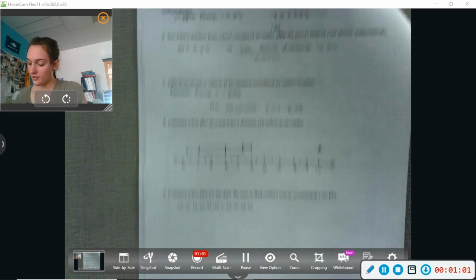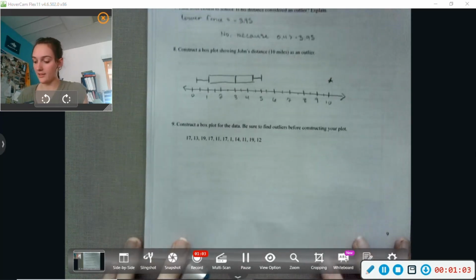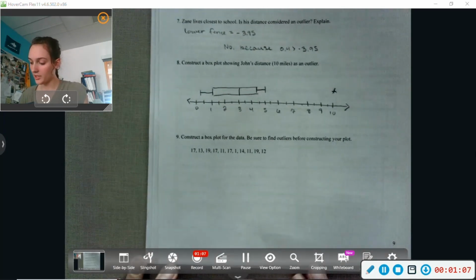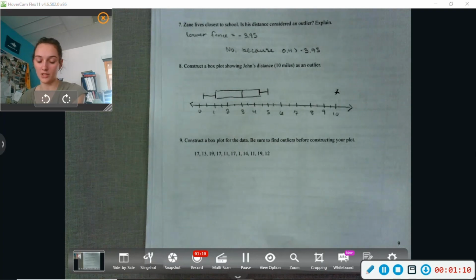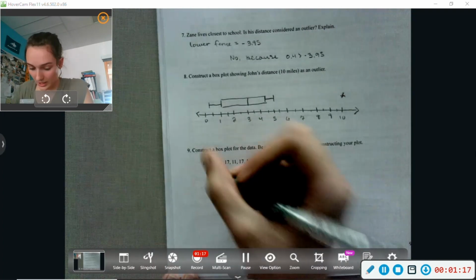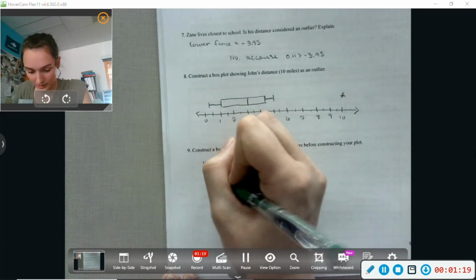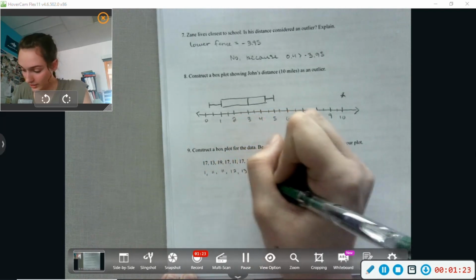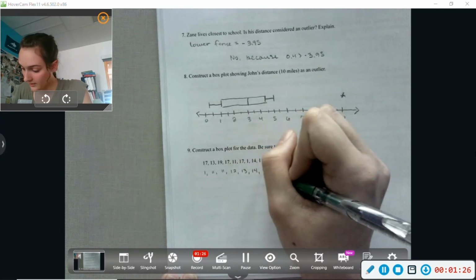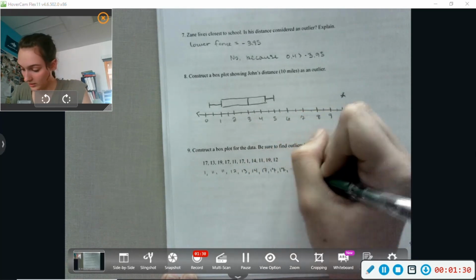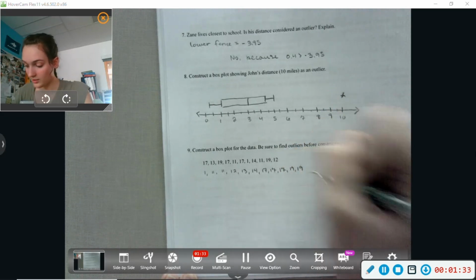All right, so now let's look at this example problem. They give us a list of data, and they want us to find the outliers before making the plot. The first thing we need to do is list the numbers in ascending order. So we have 1, 11, 11, 12, 13, 14, 17, 17, 17, 19, 19.